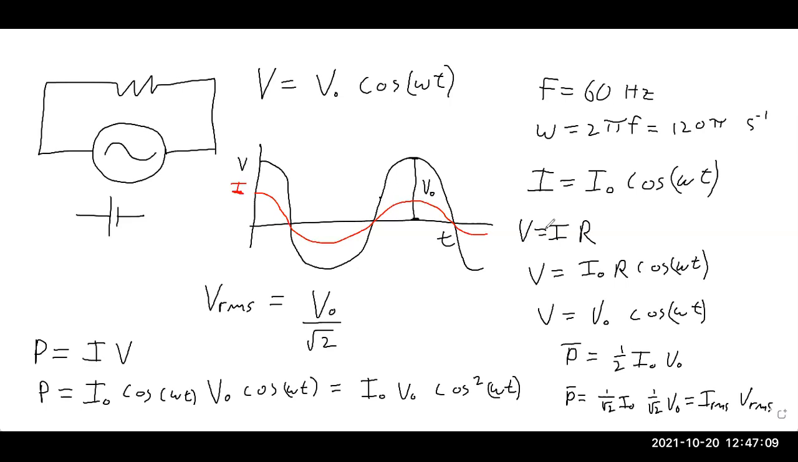Any questions so far on alternating current? Different ways of stating our voltages and currents? Let's work with it a little bit.